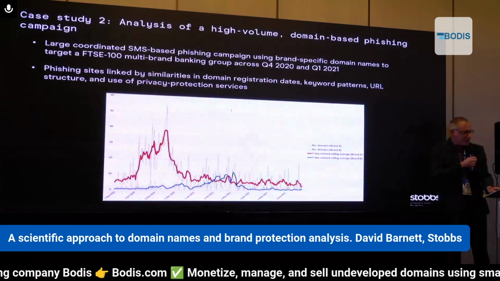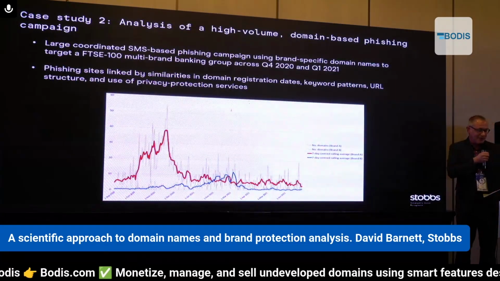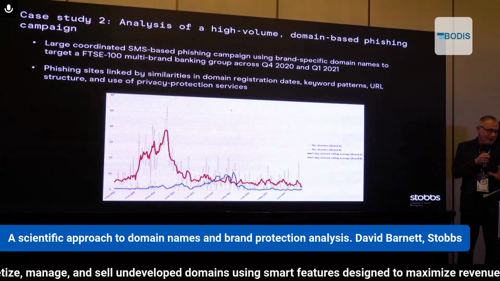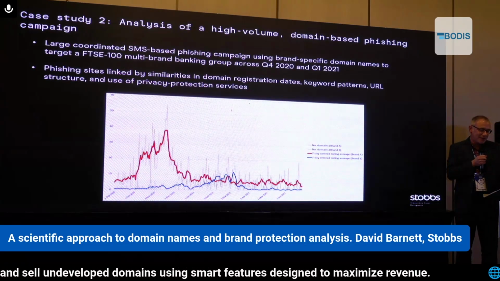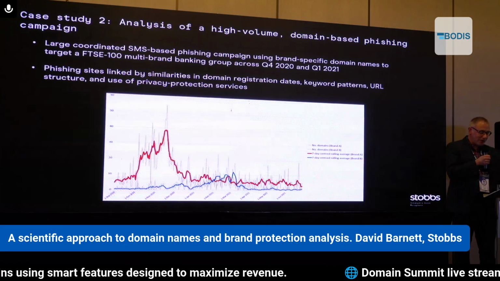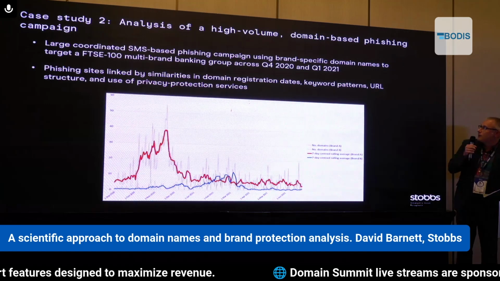So we're going to be jumping around a bit. There are a few fairly different case studies in the presentation that illustrate different aspects of what I want to talk about. So this is an analysis of a high volume domain-based phishing campaign that I worked on in my previous role between 2020 and 2021.